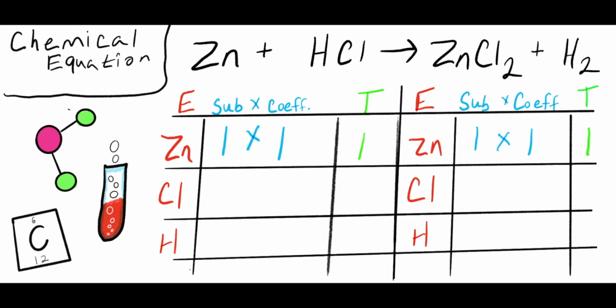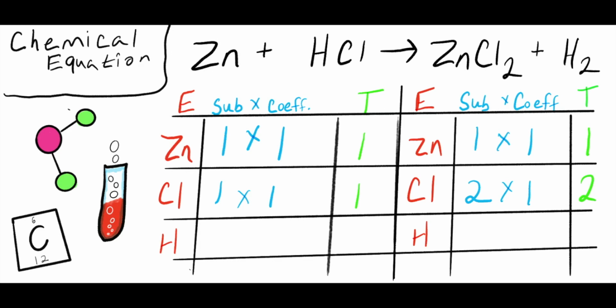On the reactant side, there is not a subscript or coefficient, so we again have a total of 1 for our chlorine on the reactant side. On the product side, we have a subscript 2 and a coefficient of 1, so that gives us a total of 2 chlorine atoms on the product side. We need to make sure we make note of these for later. Our final element is hydrogen.